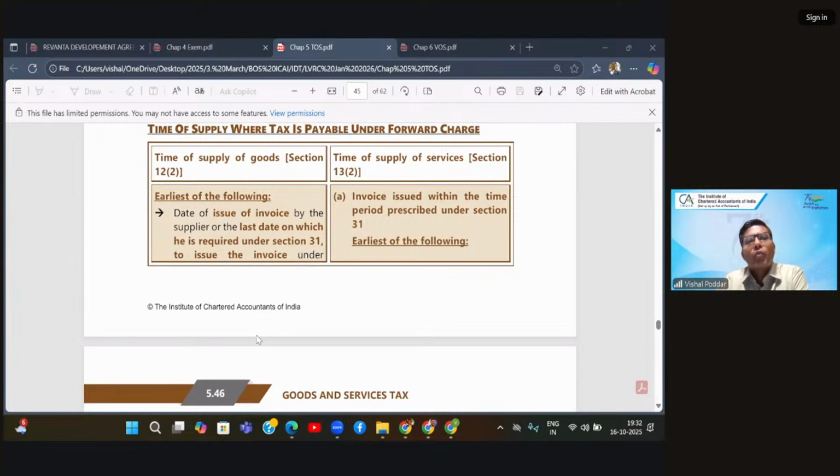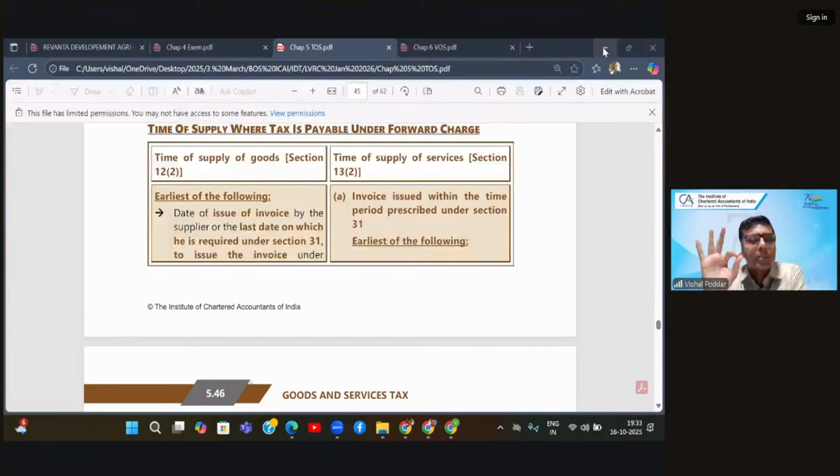Now this time of supply provision for goods, what is the time of supply? Please pay attention. The general rule is time of supply is earliest of all the dates. But when we talk about goods and we talk about forward charge of goods, pay attention. The time of supply is having a restricted meaning. What is that restricted meaning? Please understand. Now, when we are talking about time of supply of goods and it is a forward charge, the restricted meaning is we will ignore one date.